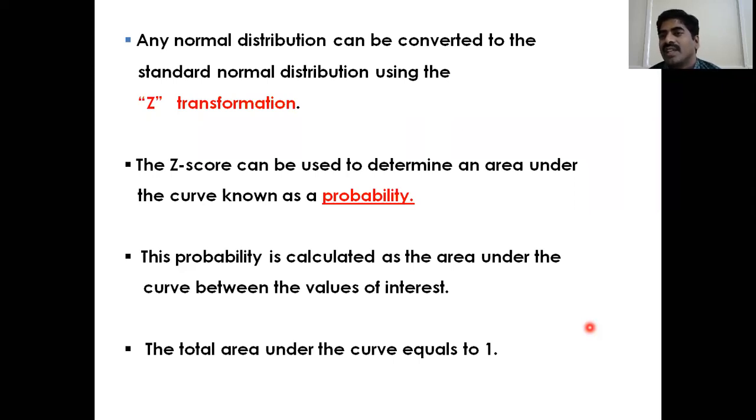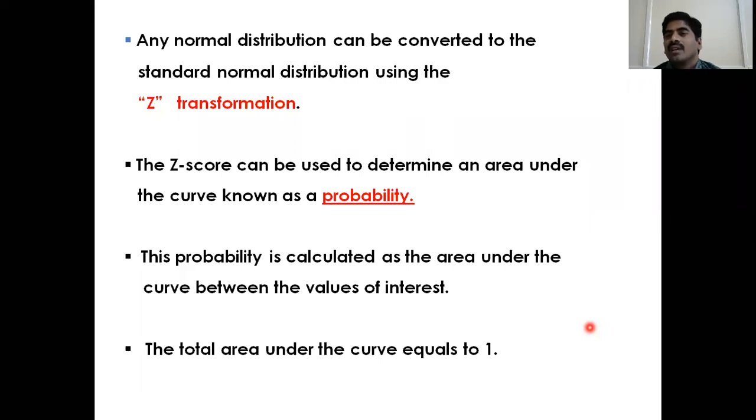From the mean to the left side, 50% area is there. From the mean to the right side, 50% area is there. But here we are not representing it with percentage. Here we are representing it with probability. So the maximum value of probability is equal to 1. So the total area under the curve is equal to 1.